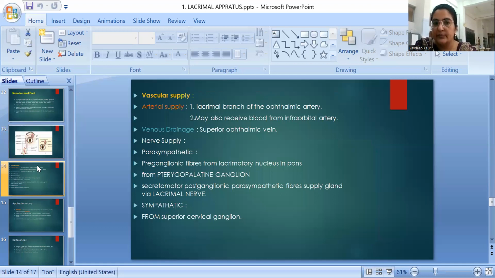Now about the vascular supply. Vascular supply consists of arterial supply as well as venous drainage. For the arterial supply, we have the lacrimal branch of the ophthalmic artery, and it may also receive blood from the infraorbital artery. Venous drainage is to the ophthalmic vein. Nerve supply: parasympathetic preganglionic fibers from the lacrimal nucleus in the pons, to the pterygopalatine ganglion; secretomotor postganglionic parasympathetic fibers supply the gland by the lacrimal nerve; sympathetic supply is from the superior cervical ganglion.